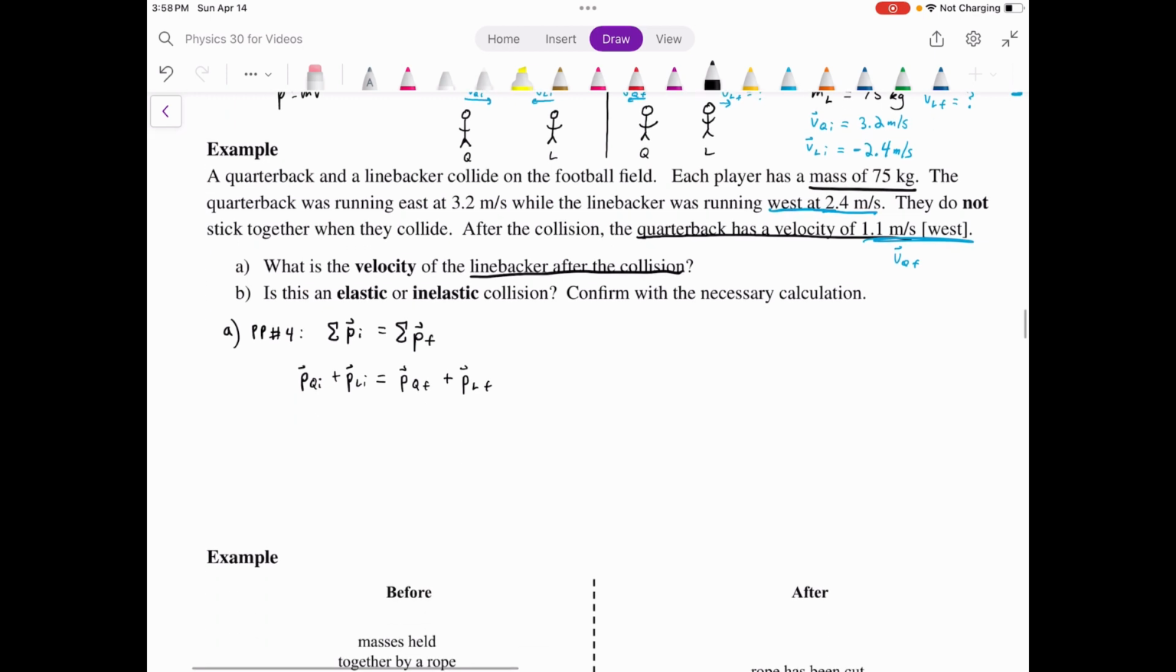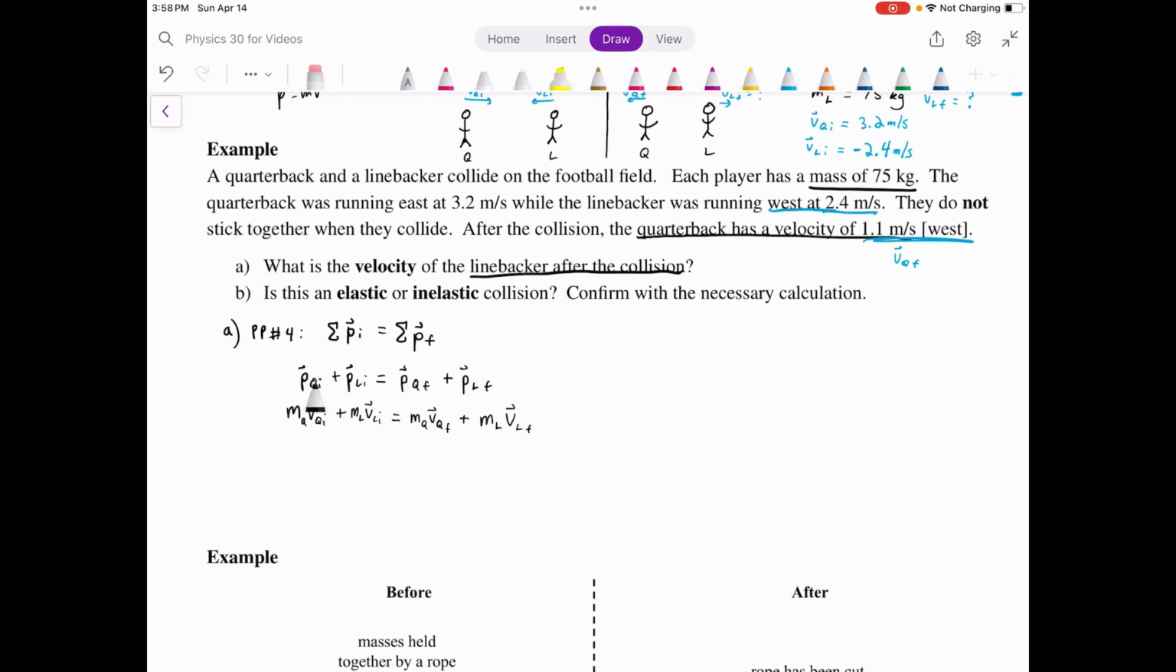So what's the quarterback's initial momentum? It's the mass of the quarterback times their initial velocity: mass quarterback times velocity quarterback initial. What's the momentum of the linebacker initially? Well, the mass of the linebacker times the linebacker's initial velocity. Same thing for the final, except obviously using their final velocities, right?